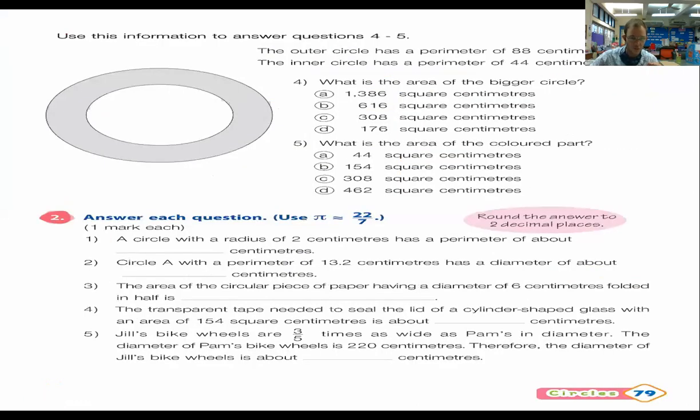Let me do one more. I'll do number 5 with you. Number 5. So it says use the information to answer question 4 and 5. The outer circle has a perimeter of 88 centimeters. The inner circle 44 centimeters. What is the area of the colored part? So we have to calculate the area of the colored part.